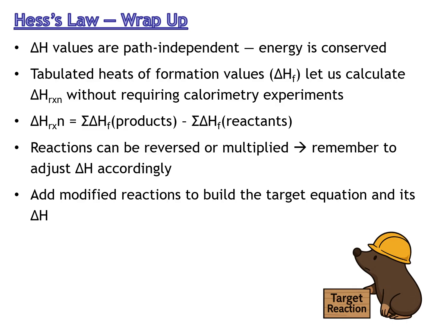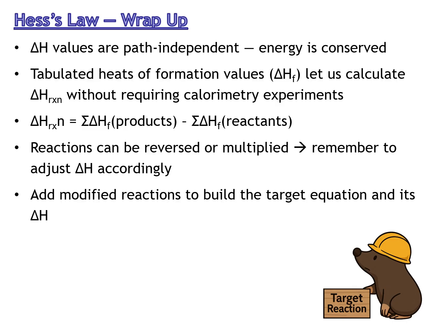So our wrap up. Our delta H values are path independent. It doesn't matter how you get there as long as you end up with the products minus the reactants. And that's due to the conservation of energy. We saw that rather than having to do all the calorimetry experiments ourselves, we can use tabulated heats of formation values, which is the delta HF, to calculate heat of reaction without having to do the experiments.